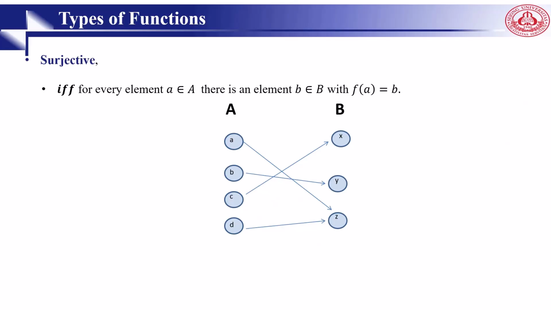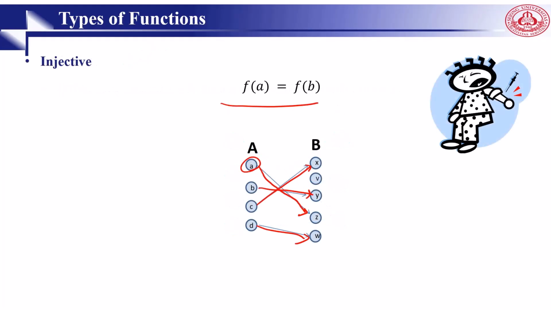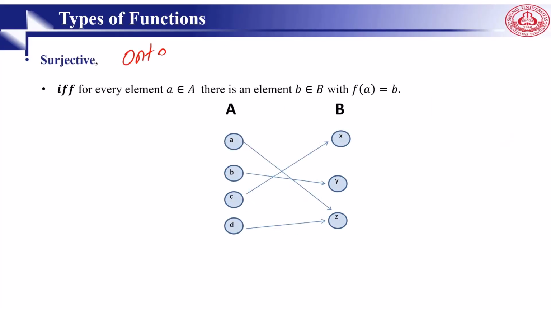A function f is called surjection, or surjective, or onto, if and only if for every element of B there is an element of A. So you may ask, what is the difference between injective and surjective? An injective function is one in which each element of A is transferred to at most one element of B, at most one. But a surjective function maps each element of B to some element, at least one.